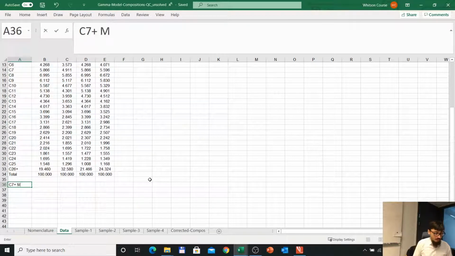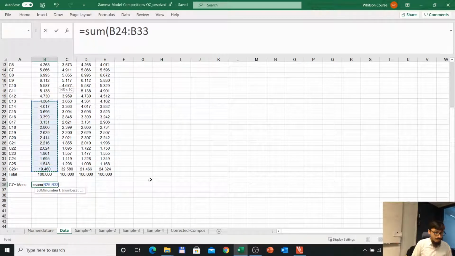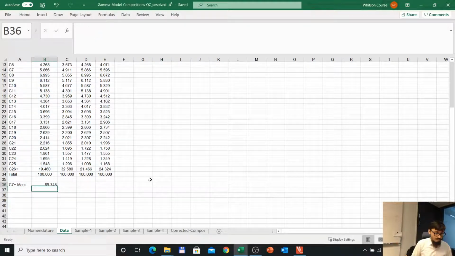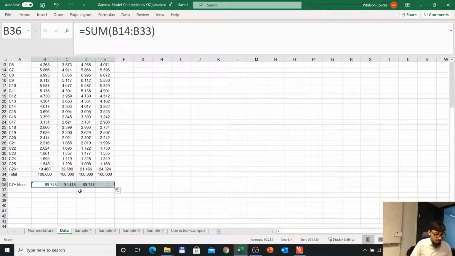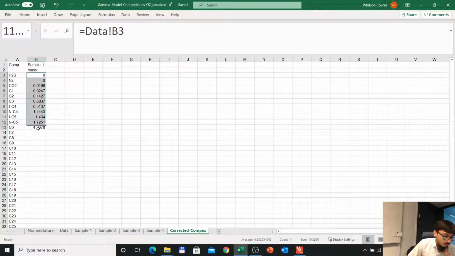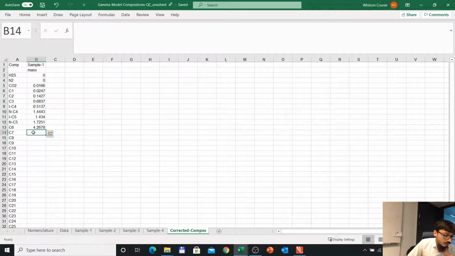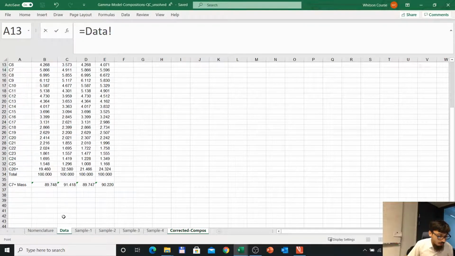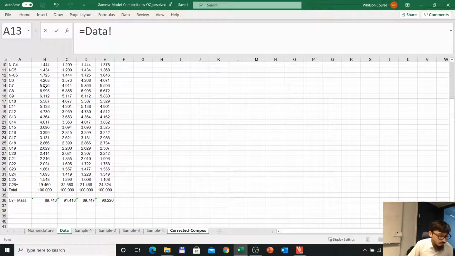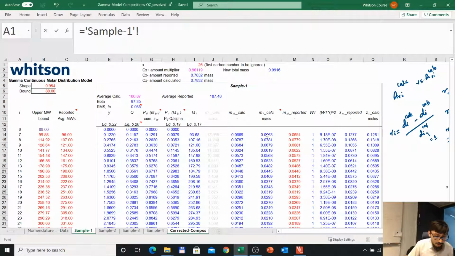C7 plus mass, which is the sum of these numbers here. For each sample we have calculated the lab reported C7 plus mass. Now when we are correcting the composition, first we can calculate the mass. The mass of C7 would be, we go here, no, not here, sorry, we go to the sample sheet where we have the calculated mass.